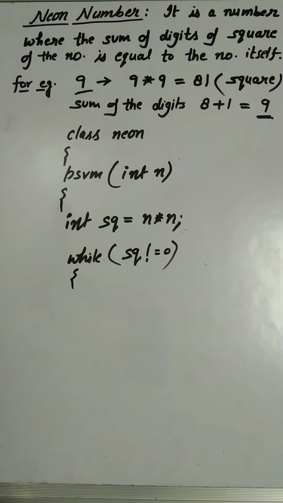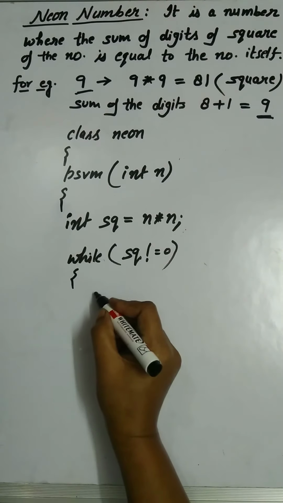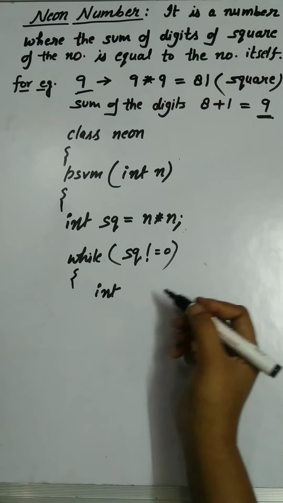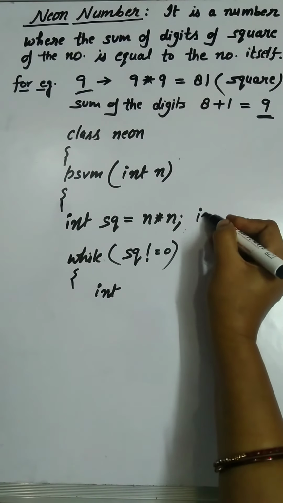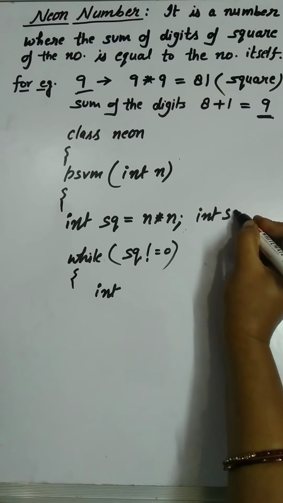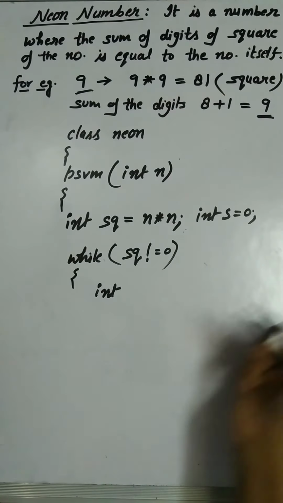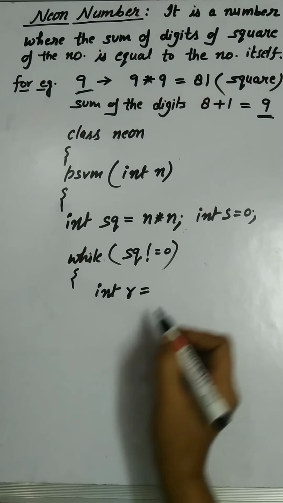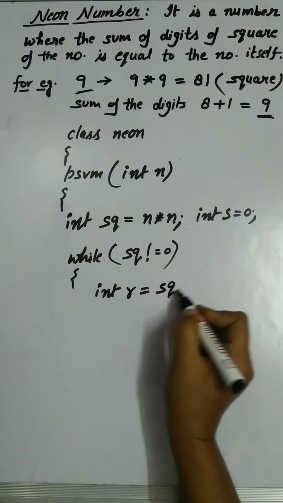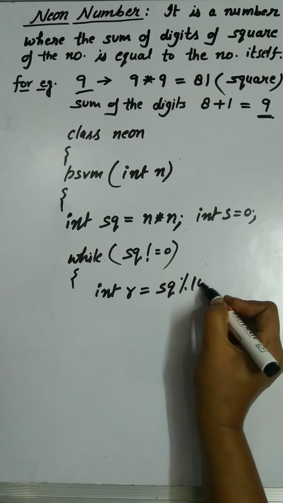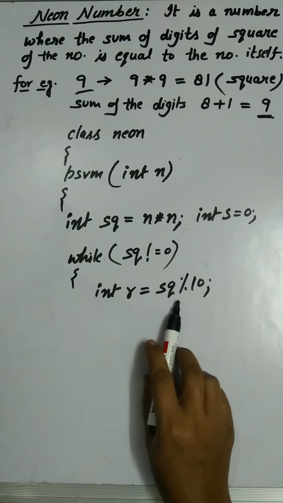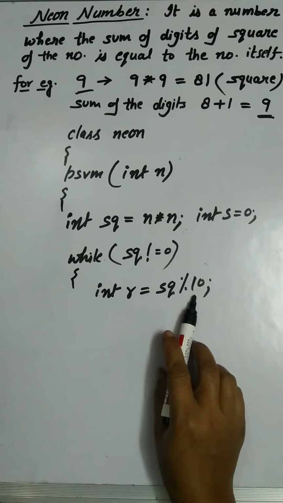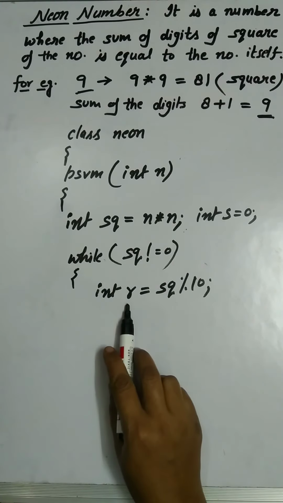Then start the block of the while loop. After this, here I am taking a variable int. Here you require one more variable, an integer type s, or sum, to store the sum. Initial value is 0. Okay. Here I am taking variable int r is equal to sq mod 10. According to this, sq, the square value, mod 10, will store the remainder value in the r variable.